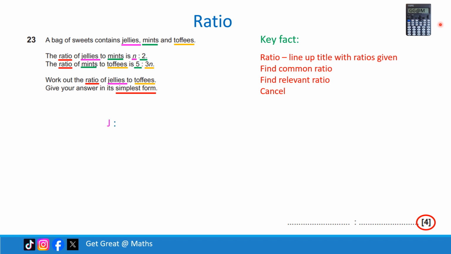So we're going to look at the jellies, the mints and the toffees. These are my ratio. Now my jellies initially was n. So if you look up here in the question, we're told the jellies are n. The mints we're told are 2. So we write n to 2 for this first ratio point here, so this first key bit of information. The next bit we're told we've got mints to toffees. So the mints are 5 and the toffees are 3n. So we're going to write 5 under the mints column and 3n under the toffees column.